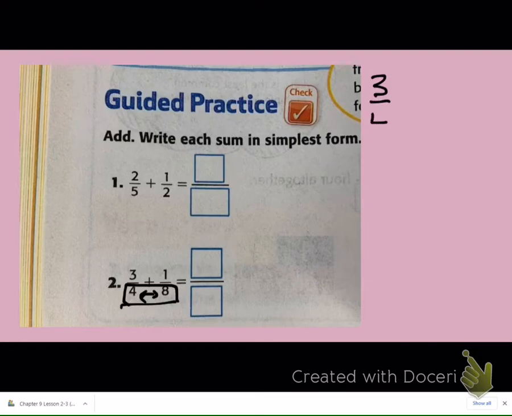So let's go ahead and write those up here. I need to find a common denominator. I need to have a denominator that is the same number so I can add these two fractions together. So let's figure out what our LCM is. Our LCM would be 8.